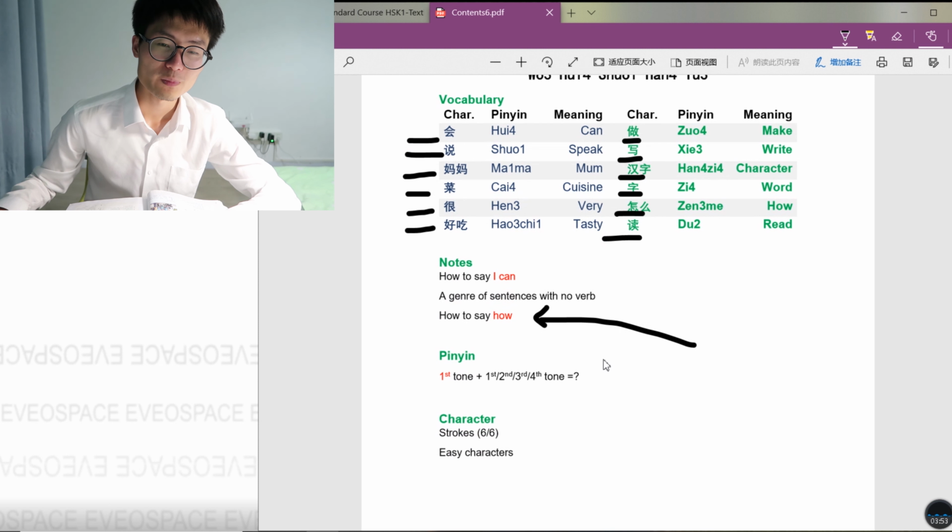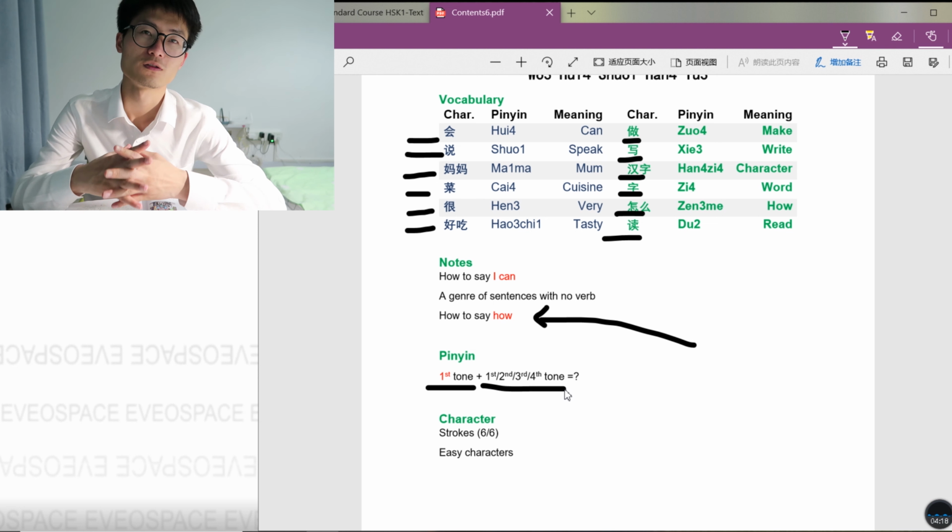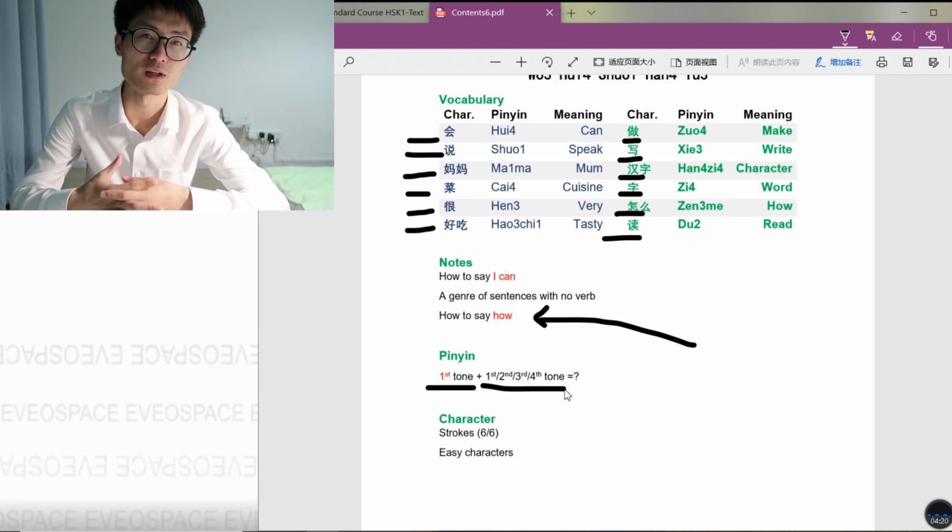And then we have pinyin. So we have the combination of the first tone with other first, second, and third and fourth tones. So we're gonna see how they are put together, and how they change between tones or the volumes.